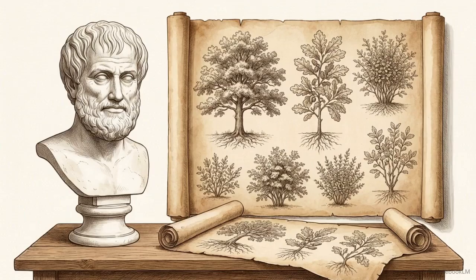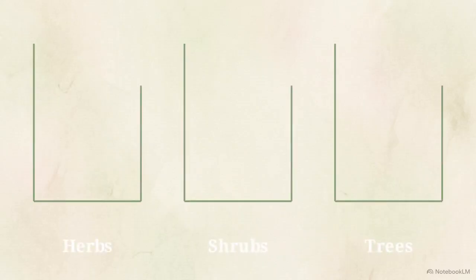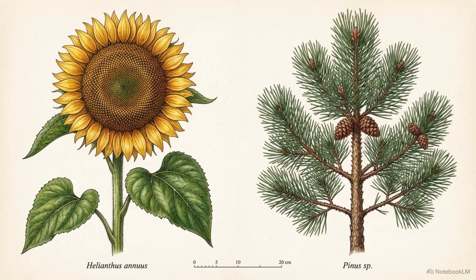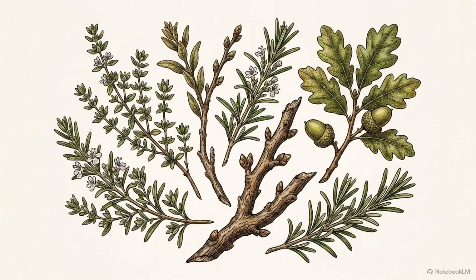Historically, early thinkers completely missed this level of functional detail. Aristotle, for instance, organized plants into 3 simple bins based entirely on their height: herbs, shrubs, and trees. That system grouped entirely unrelated organisms together simply because they happened to grow to the same size. It was a model based on the naked eye, and it fell apart under scientific scrutiny.